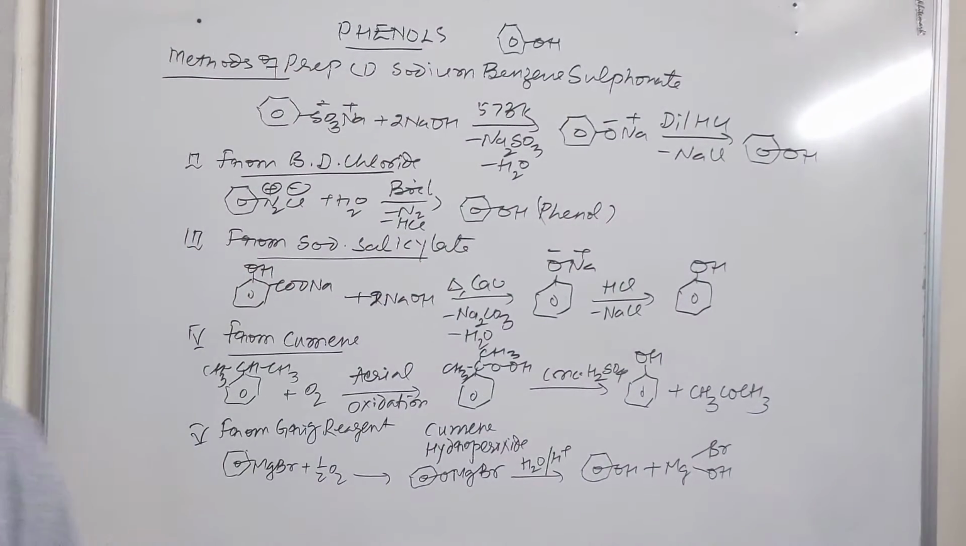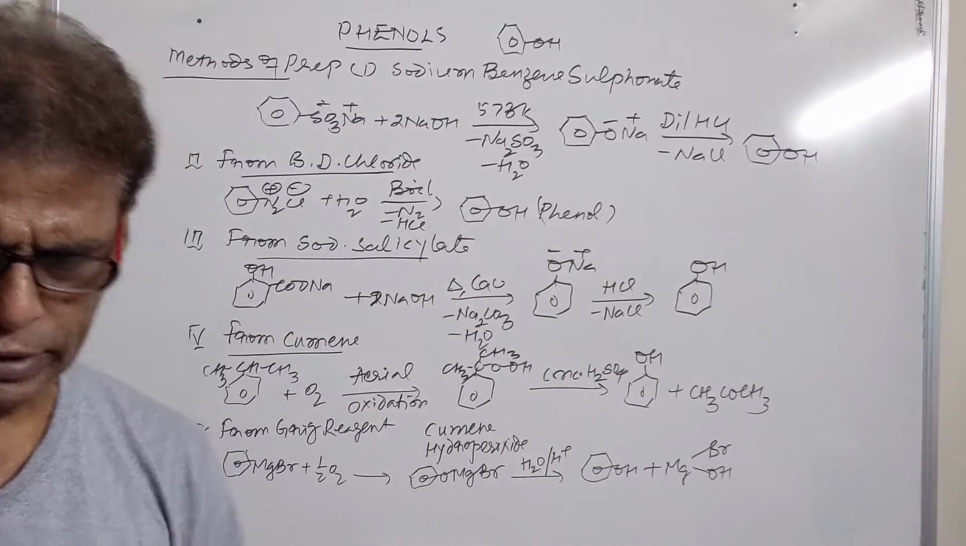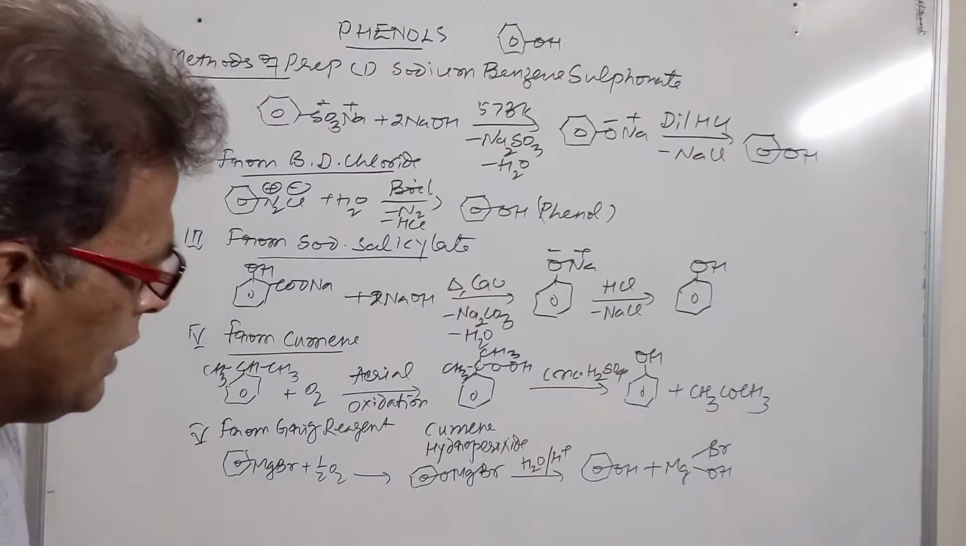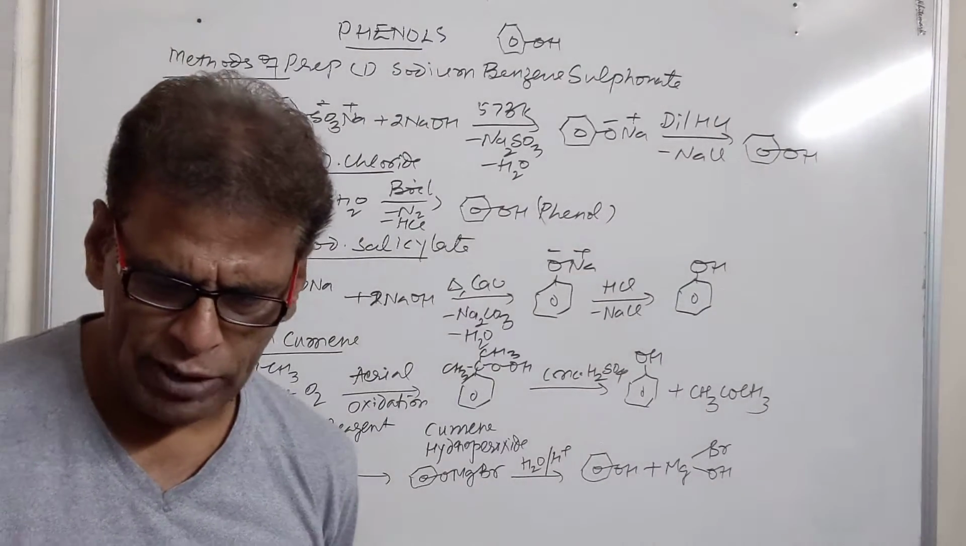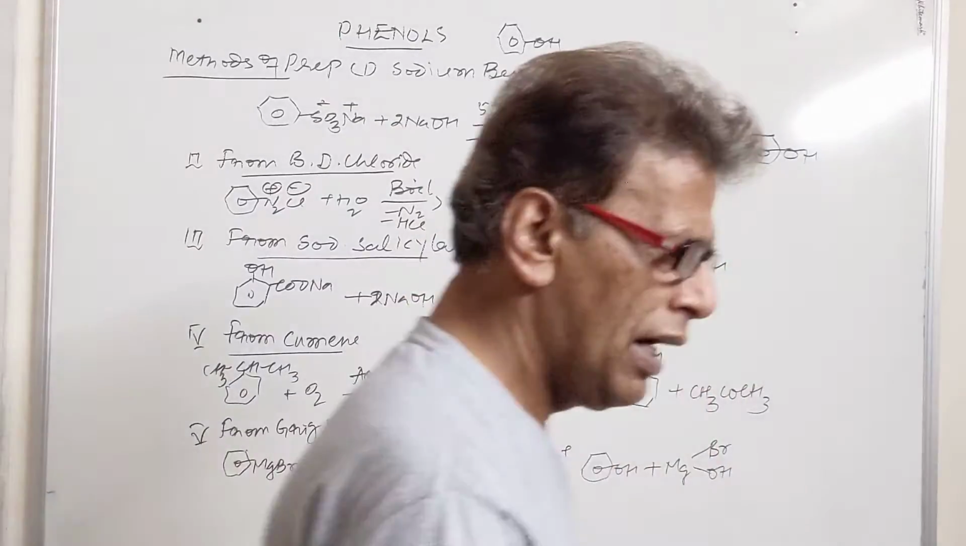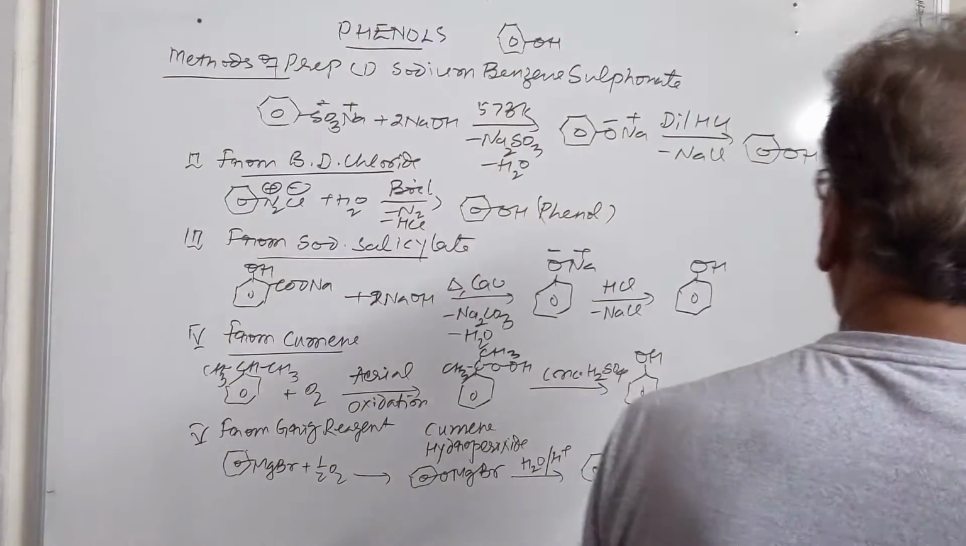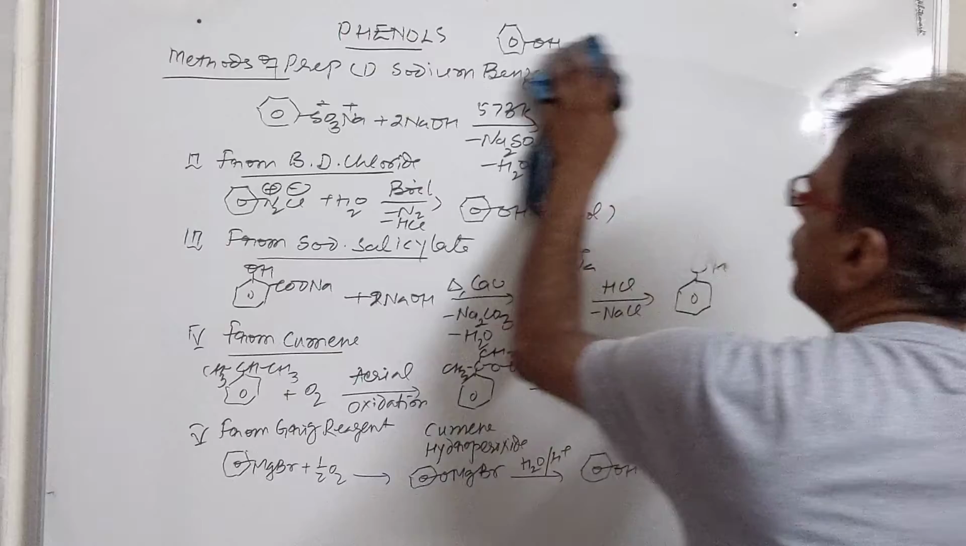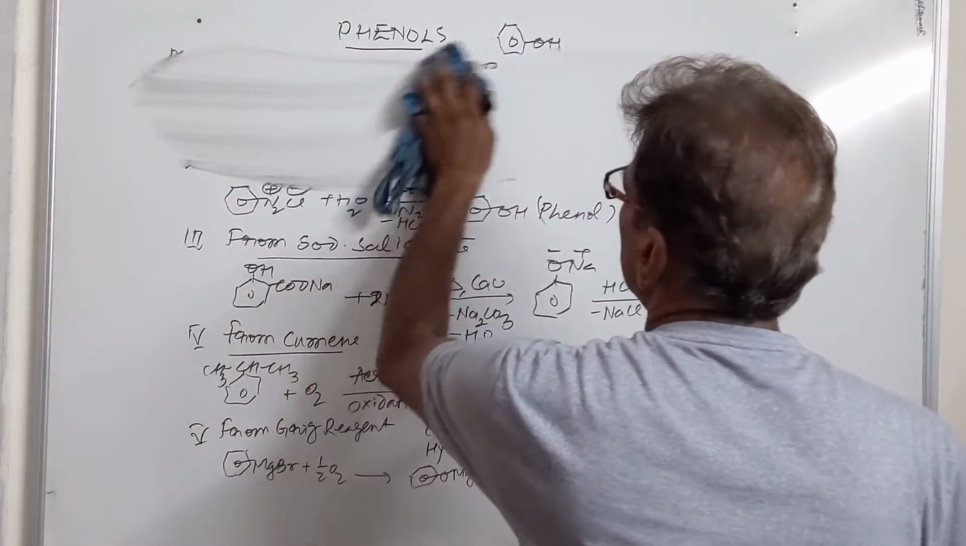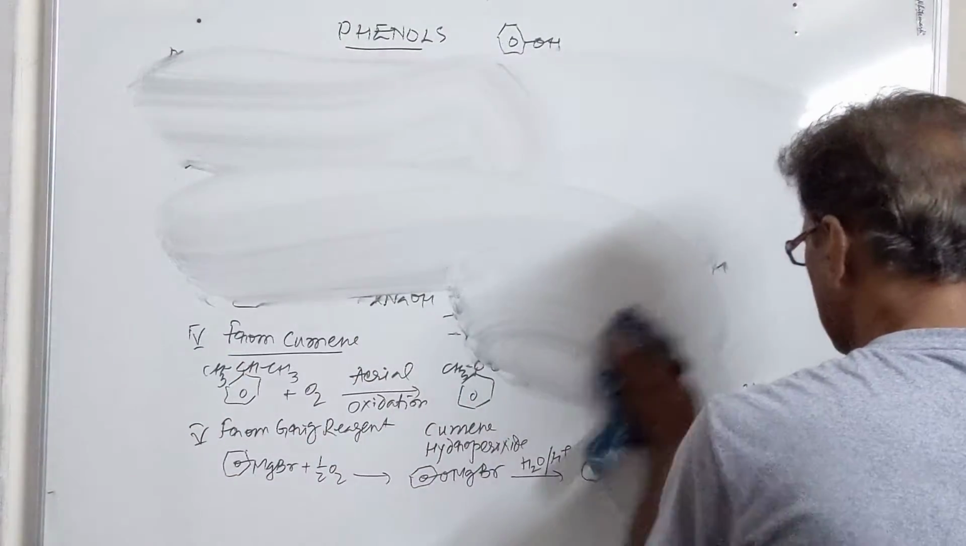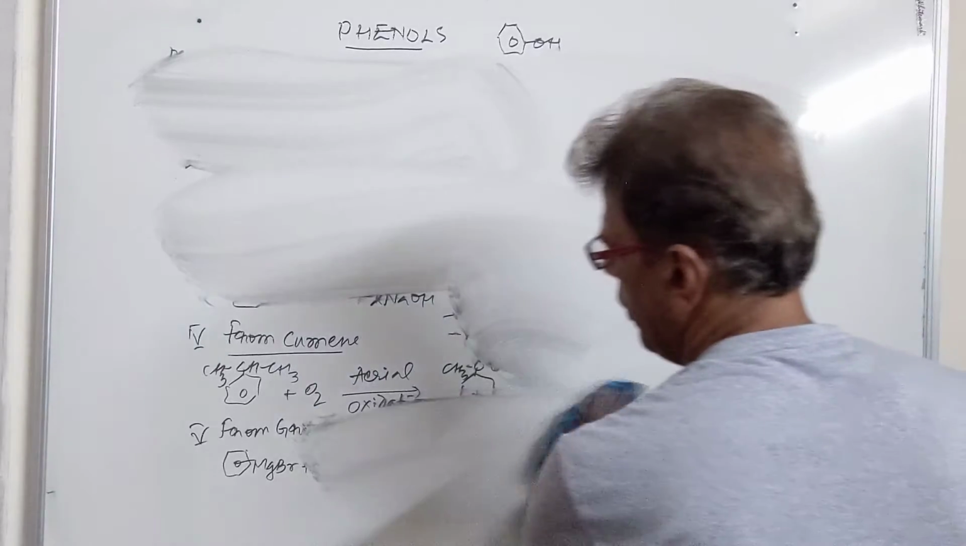Then we have the Dow process. In the Dow process, chlorobenzene is treated with sodium hydroxide at 573 Kelvin and 200 atmosphere. Then we get sodium phenate, which on hydrolysis produces phenol.